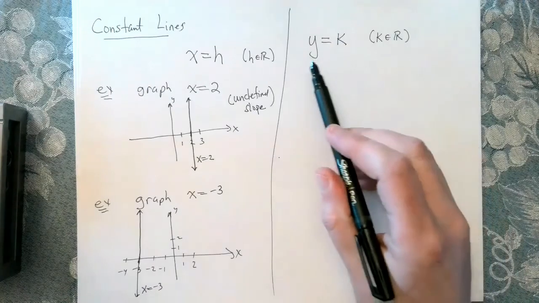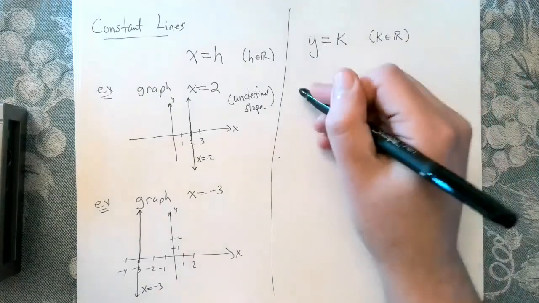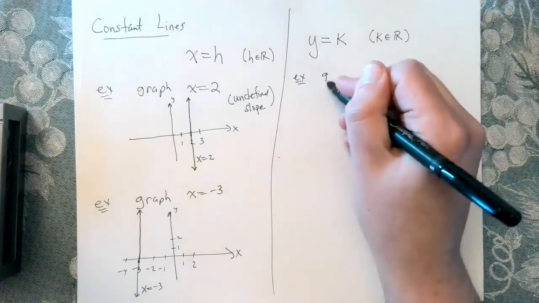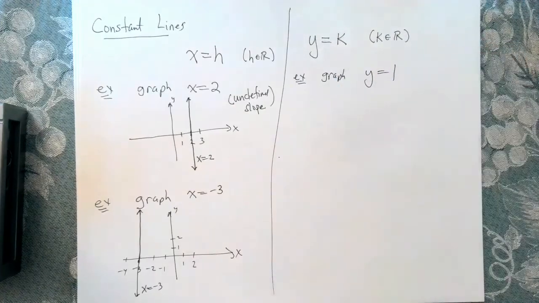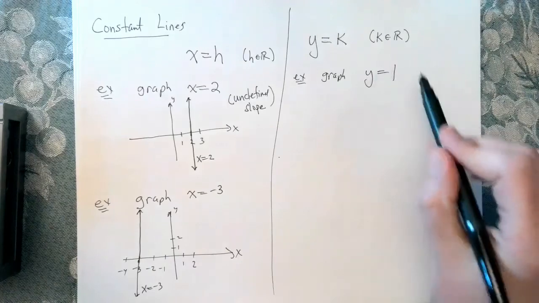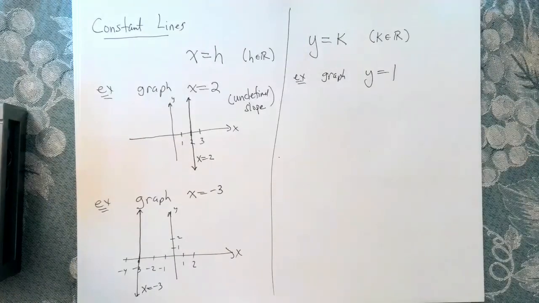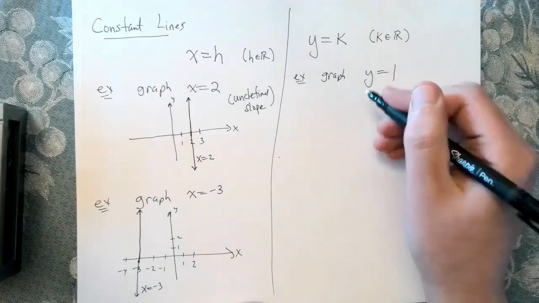Okay, what about lines of the form y equals constant? So for example, let's say we wanted to graph, how about y equals 1? Again, x is the free variable, so the understanding is that this line is the collection of all the points of the form (x, 1). x will take on every real number. Any real number you can dream of, comma 1 will be a point on this line.